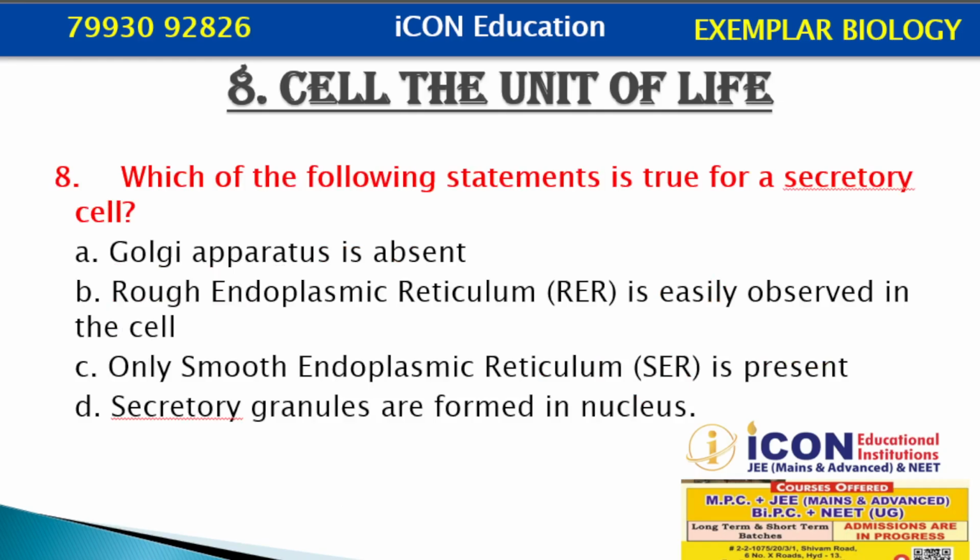Question number 8. Which of the following statements are true for secretory cells? First, you need to understand what we mean by secretory cells. Secretory cells are specialized cells which are often present in the epithelial cells, and they release substances like hormones, enzymes, mucus. Okay. These secretory cells are the primary sites for synthesis, folding and modification of protein.